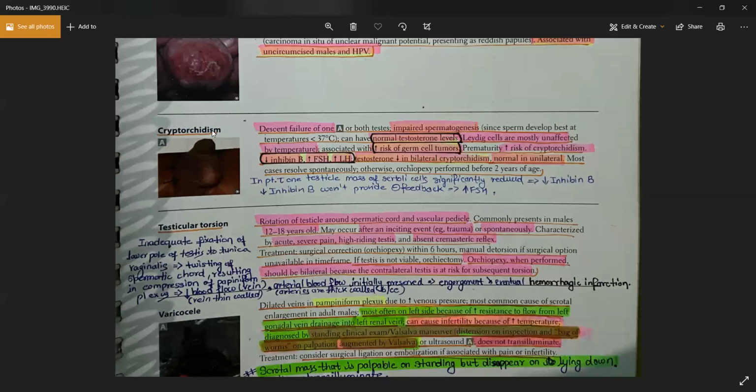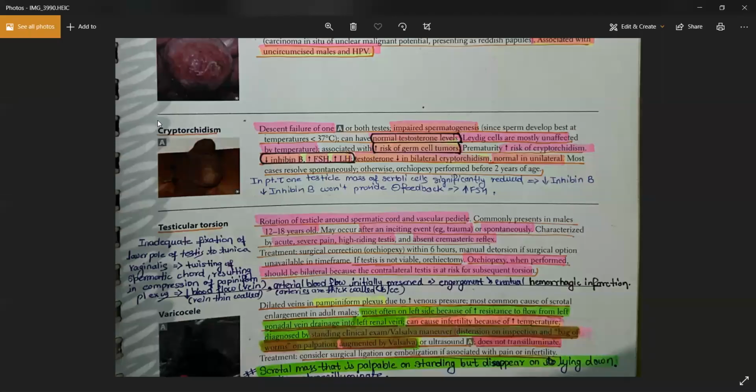Okay, so that's about the unilateral cryptorchidism and the bilateral one. For the unilateral one, the testosterone will be normal. For the bilateral one, because the cause is the loss of testosterone, you will have a low level of testosterone, high level of LH, FSH, and low level of inhibin B.